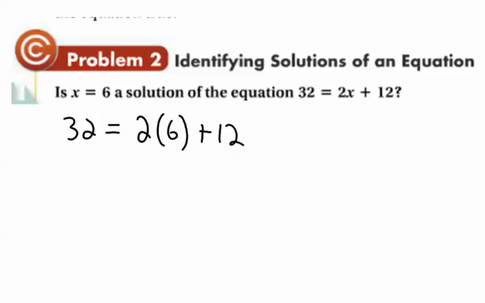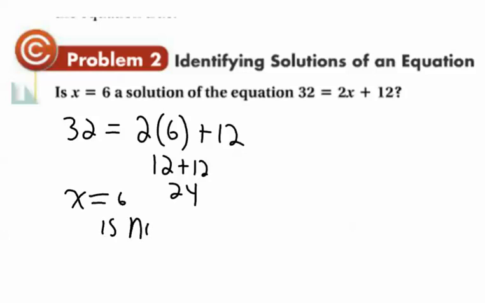So 2 times 6 is 12. 12 plus 12 is 24. So x equals 6 is not, repeat, is not a solution to this equation. So it is not a solution to the equation. So you have got it to do for this. Why don't you pause the video? I'll see you back in about a minute, and we're going to have some more fun with this.